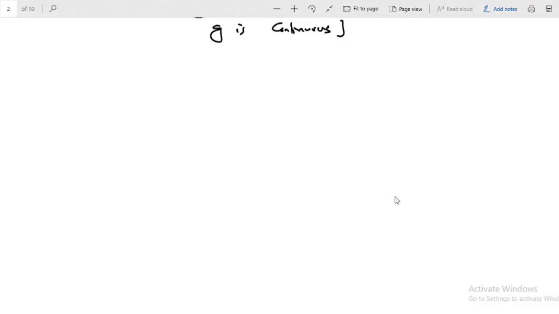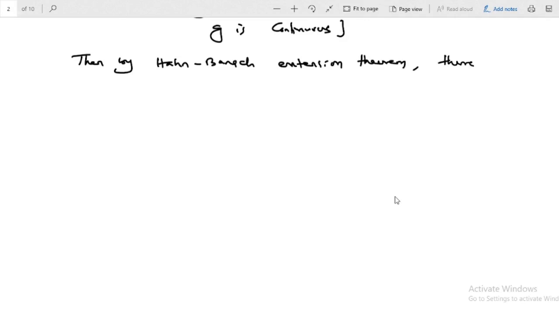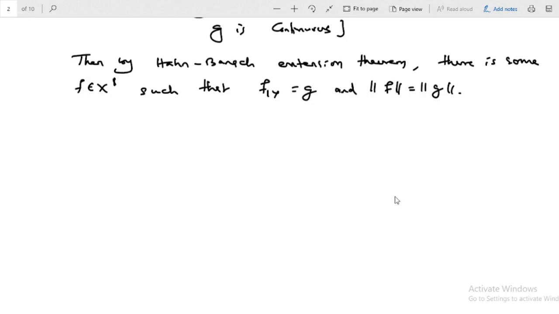By the Hahn Banach extension theorem, for any continuous linear functional on a subspace of a normed space, there is a continuous linear extension F such that if F is the extension of G, then norm of F is equal to norm G. That is, F is a continuous linear functional, F in X dash, such that F restricted to Y is equal to G and norm of F is equal to norm G.